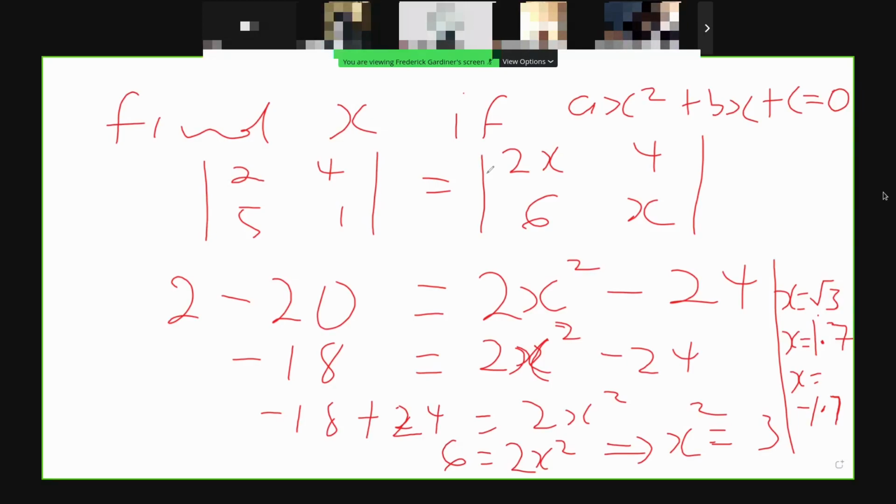So your answer is plus or minus. Somebody will leave it as plus or minus root of 3. It's also correct. You understand?